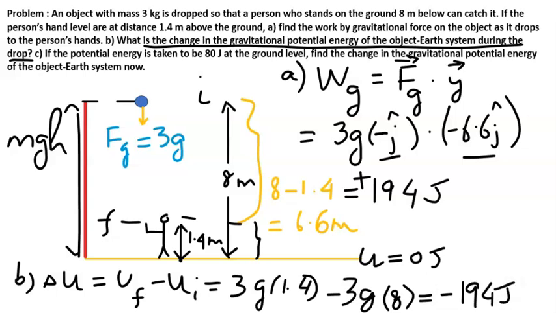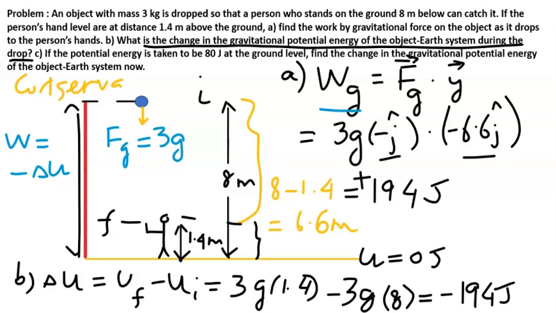194 joules. You may note that the answer computed in part A, namely the work done by the gravitational force, is minus the change in the potential energy of the object Earth system. Now this is the property of the so-called conservative force. So in this case, the conservative force is the gravitational force.